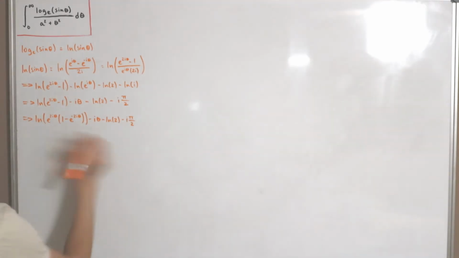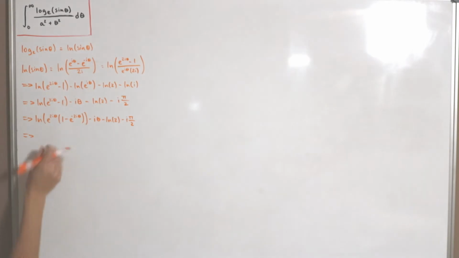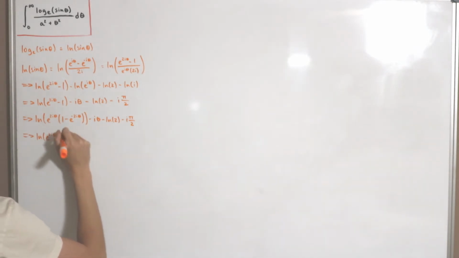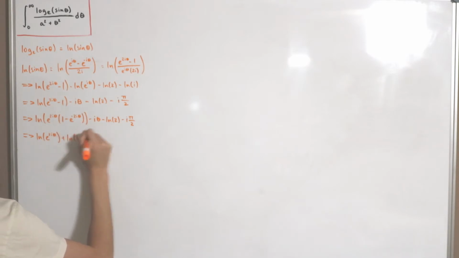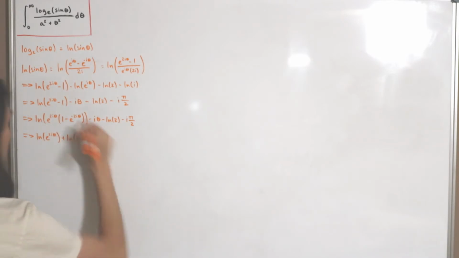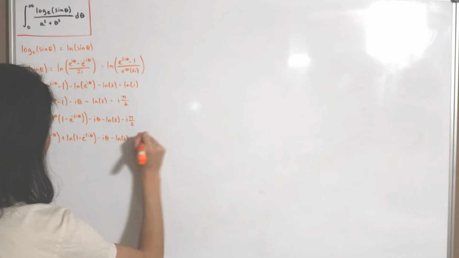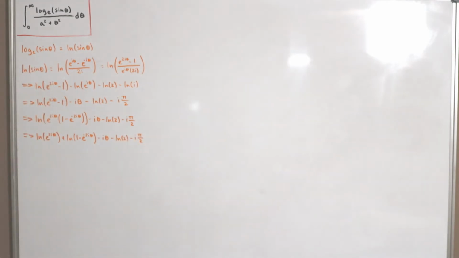Expanding further using natural logs again, I can write this as a sum of two natural logs. This will be the ln of e to the 2i theta, plus ln of 1 minus e to the negative 2i theta, and then our other terms as well: negative I theta, ln of 2, and I times pi divided by 2. Simplifying, ln of e to the 2i theta cancels with the base, so we're left with 2i theta, and subtracting I theta, we get a positive I theta. That's the only thing we can do for now.